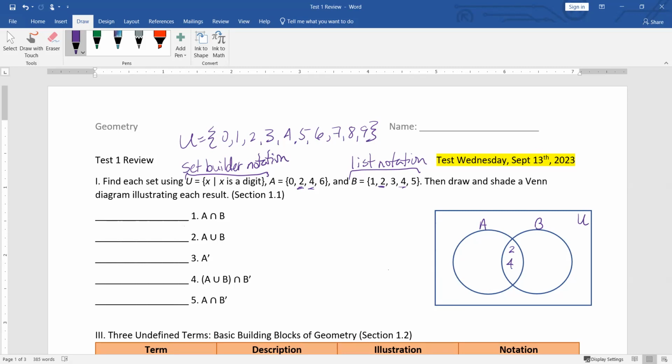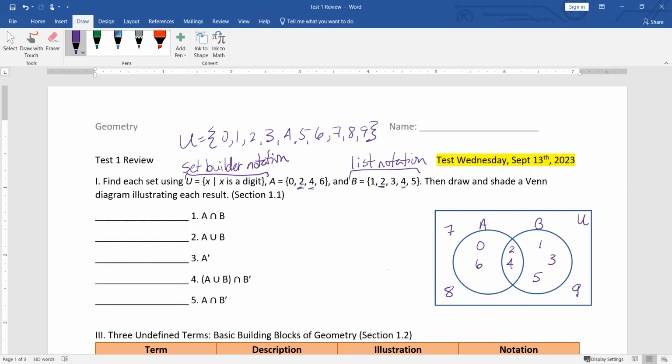And then A contains 0 and 6, and B contains 1, 3, and 5. So now I'm going to place the elements of the universal set outside of A and B. So we know I have 0, 1, 2, 3, 4, 5, 6. I'm just going to spread them out here. 7, 8, and 9 are elements of our universal set that do not exist as part of set A or set B. So now we can do these.